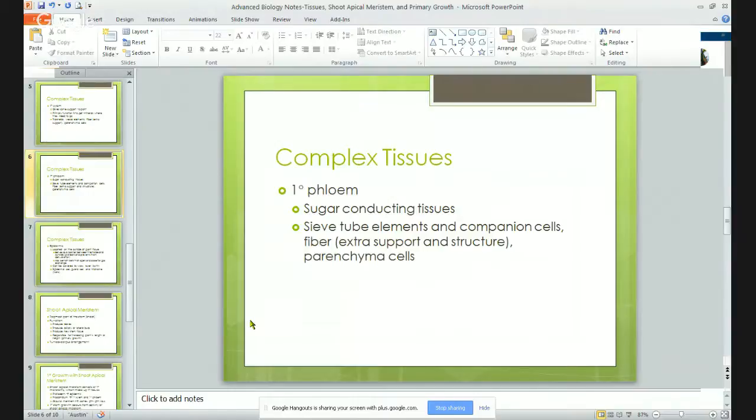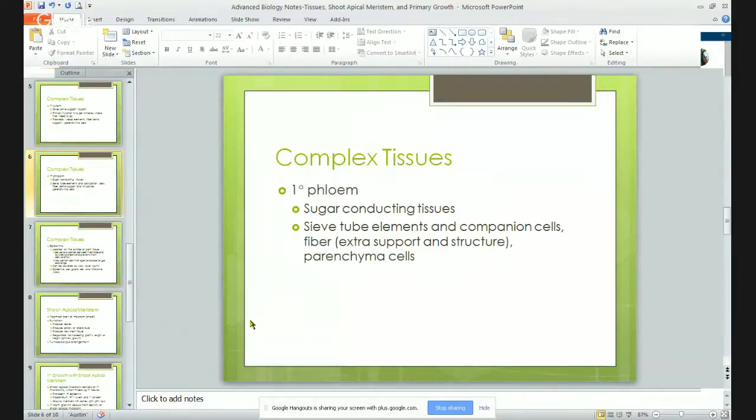So wherever you see the sieve tube element, you're going to see the companion cell. It's also made up of fiber, that specific type of sclerenchyma cell. And again, just like it was in the primary xylem, it's there for extra support and structure. And you're also going to have parenchyma cells making up this particular tissue. So individually, parenchyma cells could be their own tissue, but since they're being combined with fiber and sieve tube elements and companion cells, that's why we would call it a complex tissue. So again, make sure you know what it does and the four components that make up your primary phloem.